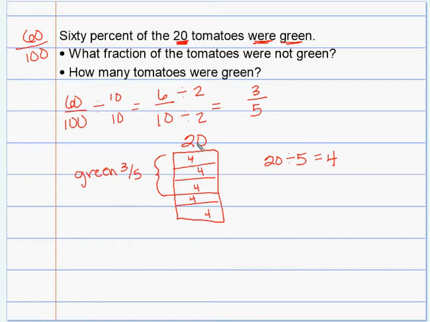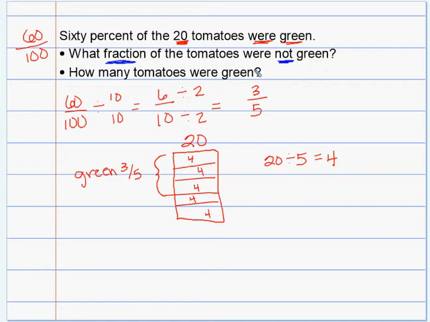4 times 5 is 20, so I know I have 20 tomatoes in here. Okay, I have my diagram done. I'm going to answer the questions. Question 1, what fraction of the tomatoes were not green?